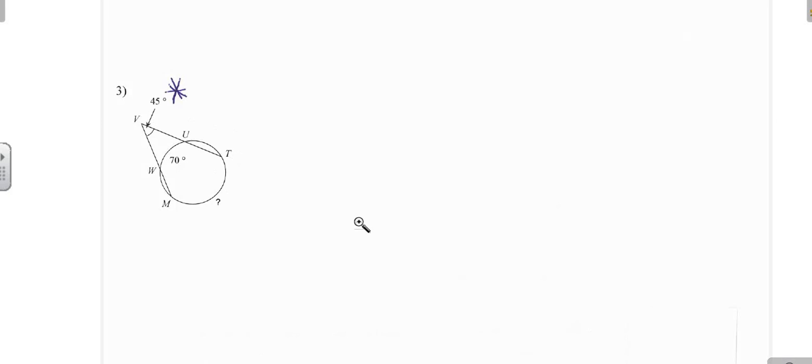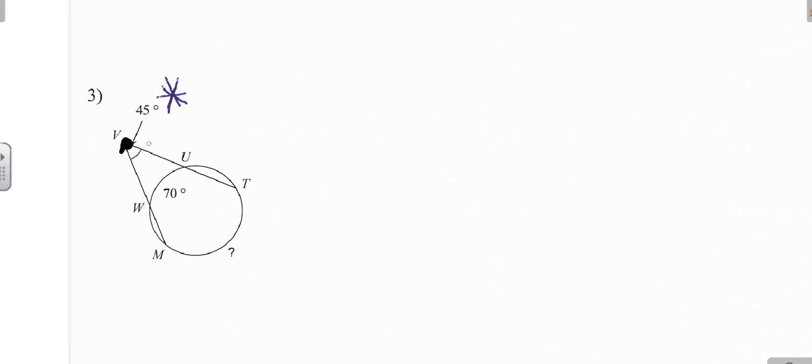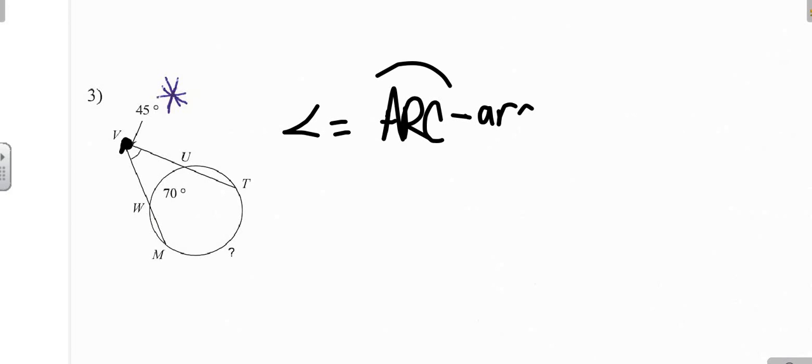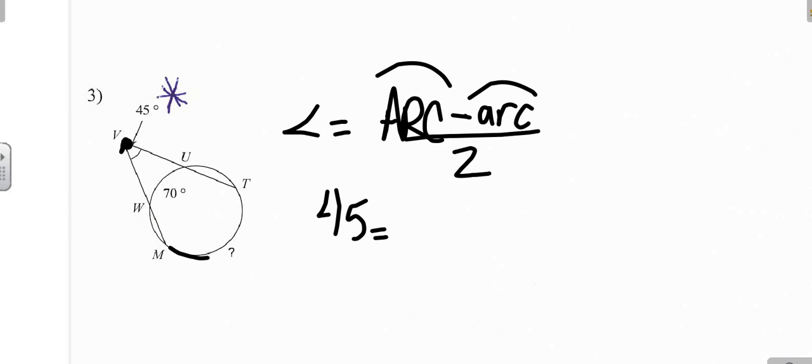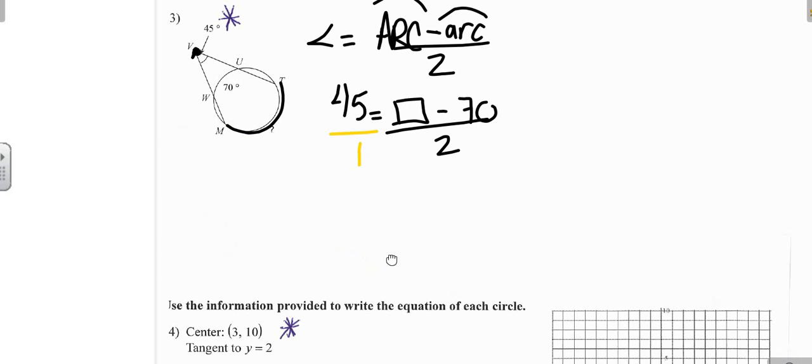Number 33. This is a secant, so it's angle equals big arc minus little arc over 2. 45 would be the angle. Our big arc is our unknown minus little arc, which is 70, over 2. Pop it over 1, cross multiply, solve.